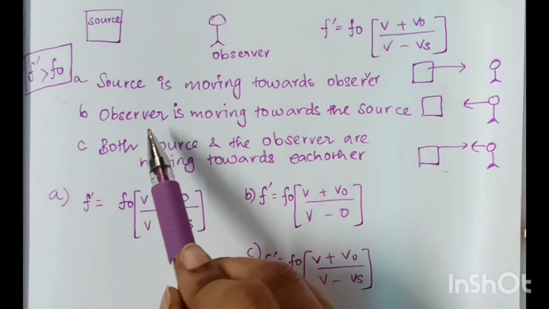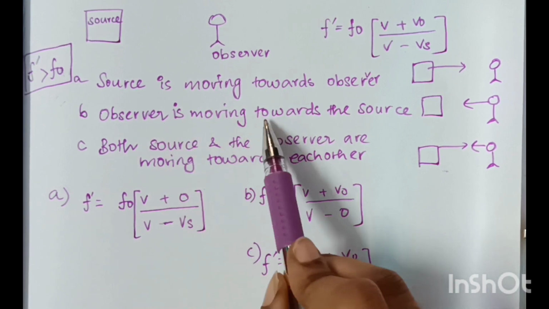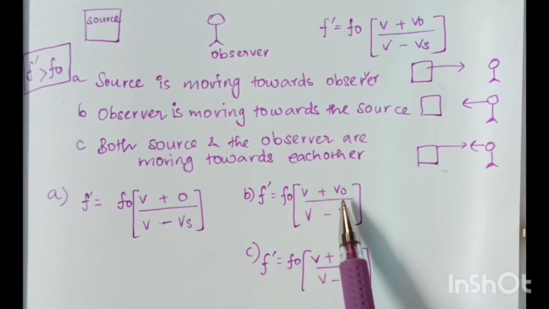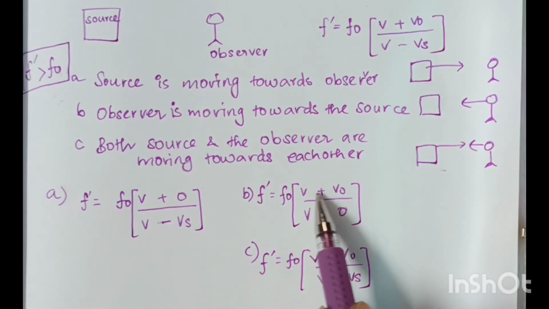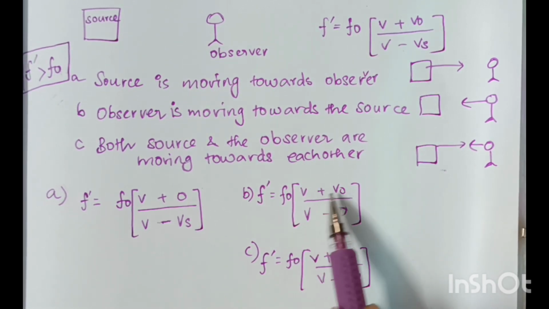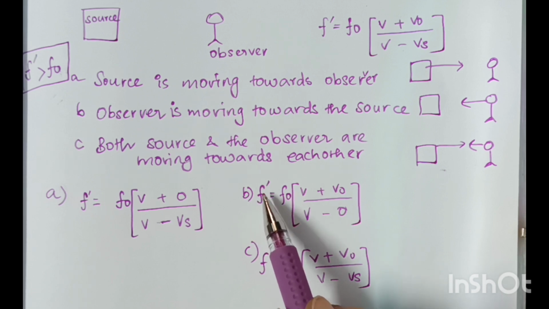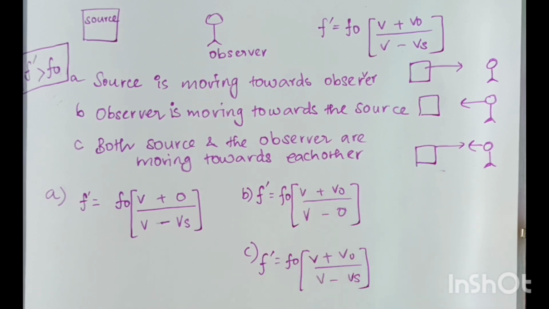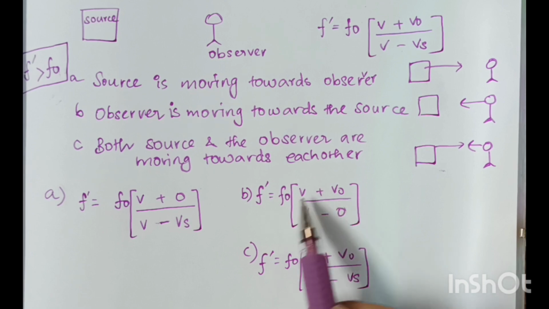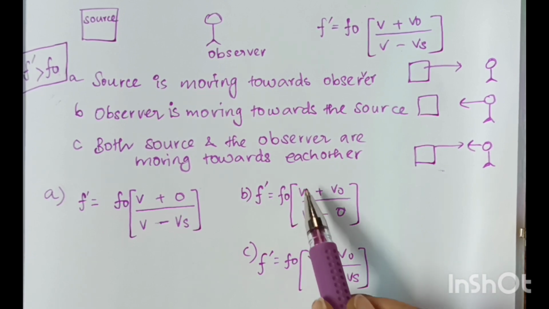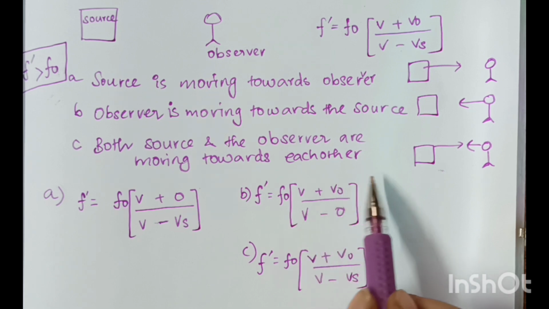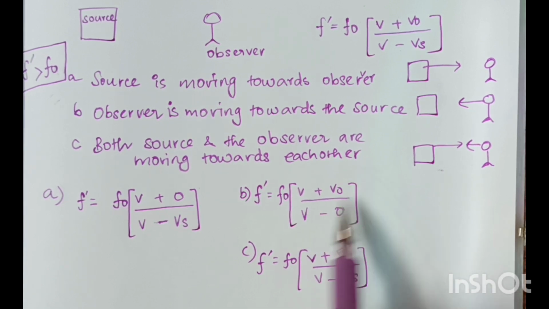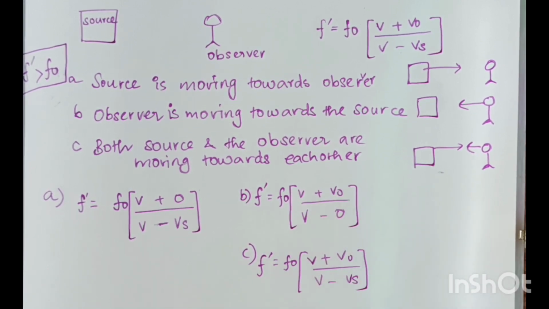Okay, now the second condition is the observer moving towards the stationary source. Now the source is stationary, so Vs becomes 0. And why are we writing plus Vo? Because the apparent frequency has to be greater than the original frequency. So for that, (V plus Vo) by V, that is (330 plus 30) by 330, so that means 360 by 330. Definitely the value is greater than 1. So that is what we have to understand.